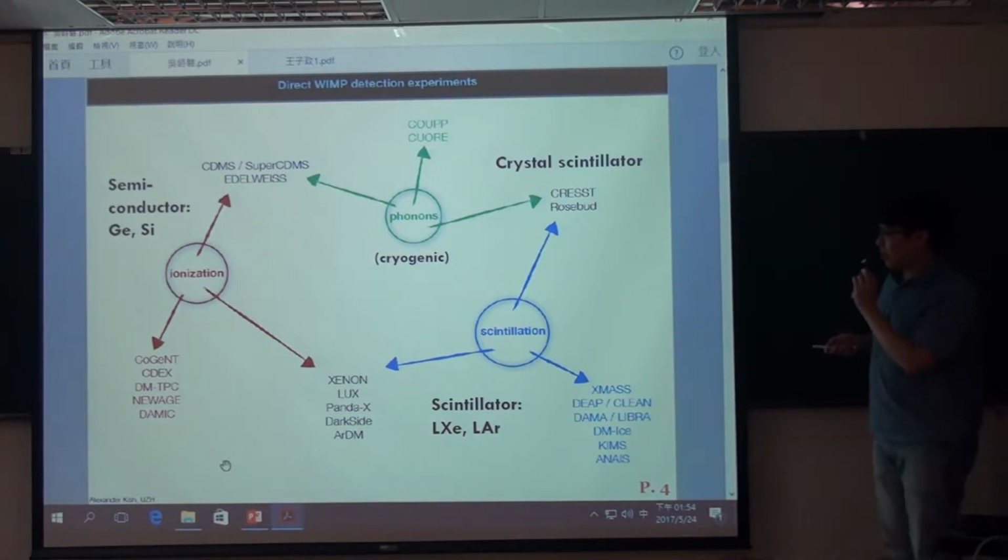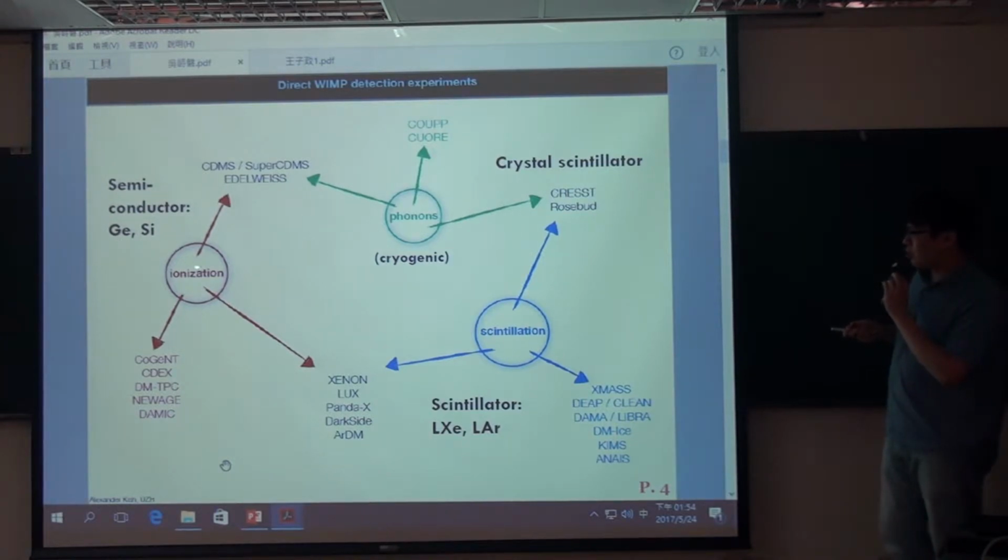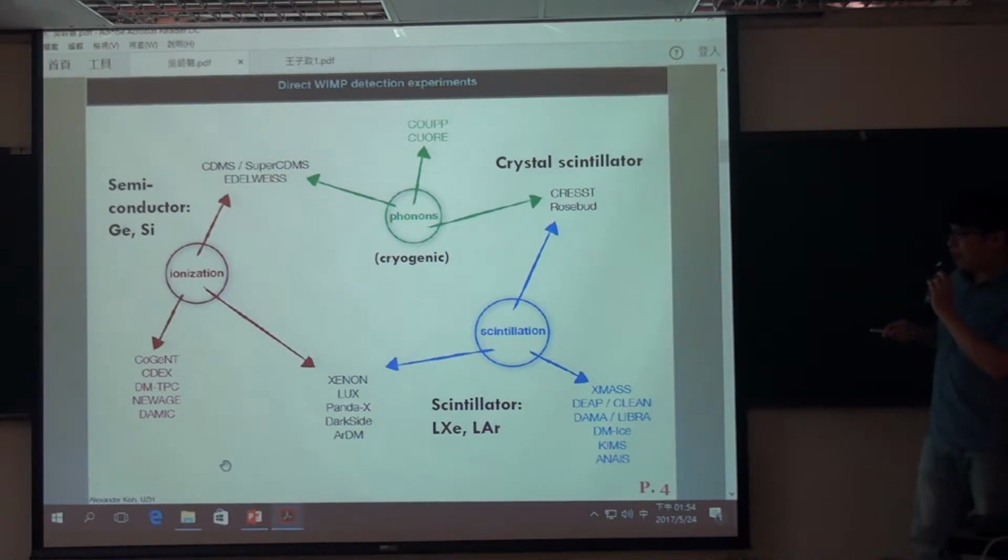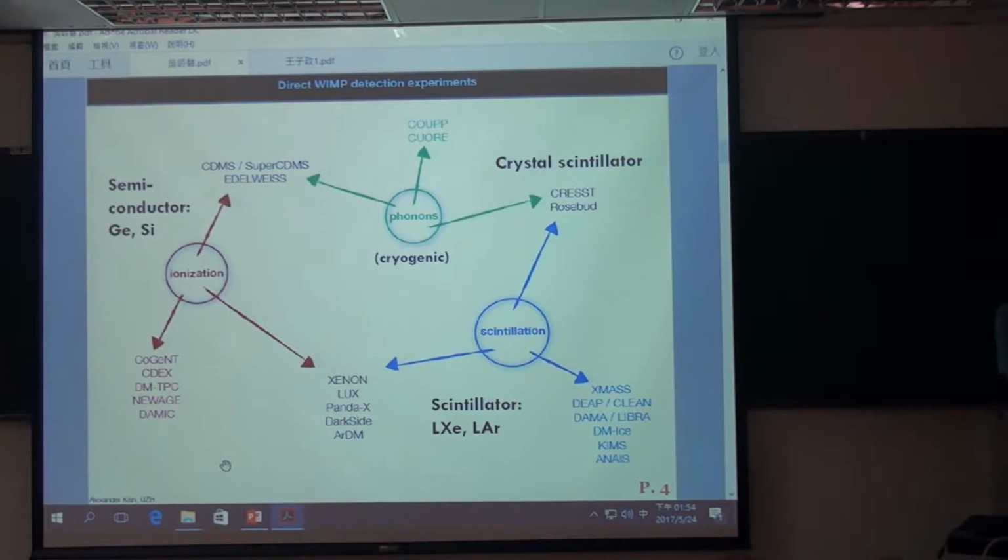In my topic, we're using a germanium detector, which is a semiconductor, and it mainly measures the ionization. The advantage of using the germanium detector is that it can absorb the recoil energy with a higher resolution, and also we can detect lower recoil energy. So that's the advantage of the germanium detector. That's how people do direct detection.